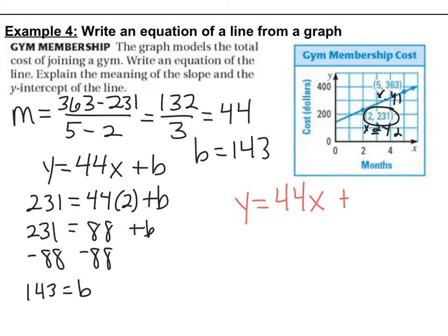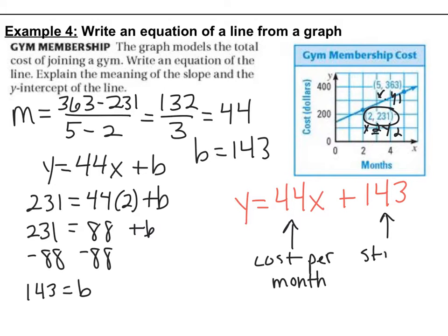The slope in this case, hopefully you understand, tells us how much our cost is per month, and then the 143 would be like the startup fee. That's how much it would cost us to start, just to get a membership, and then it costs us $44 each month to maintain that. Okay? So hopefully, again, that makes a little more sense. We're just putting a real-life graph to it rather than just numbers.